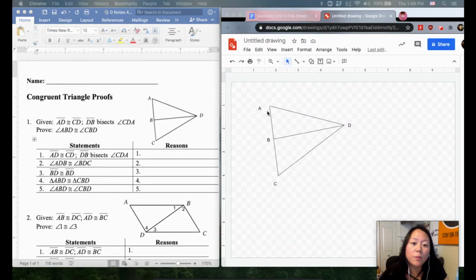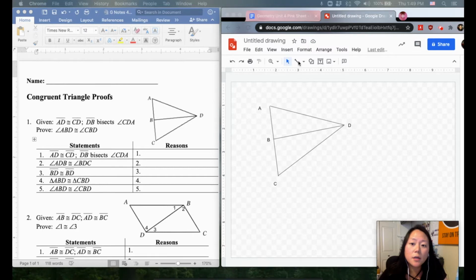So ideally, I would be able to mark on the drawing itself, but I can't because it's a Word document and it's not going to allow me to do that. So I encourage you to do your own drawing, either on a Google Drawing or on paper, really. I think paper is probably the best to do.